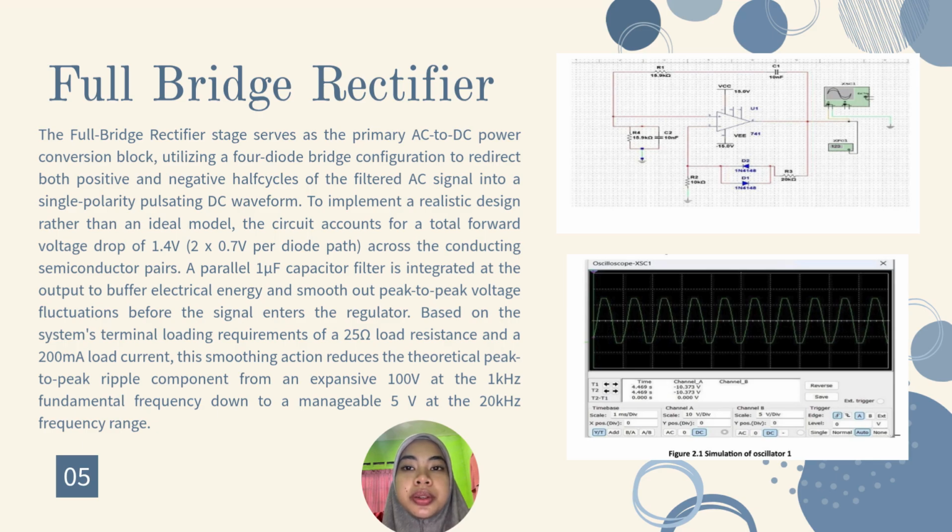the voltage regulator, which supplies a 25 ohm load and 200 milliampere load current. The ripple voltage is reduced from about 100 volt at 1 kilohertz to around 5 volt at 20 kHz, providing a more stable DC output.